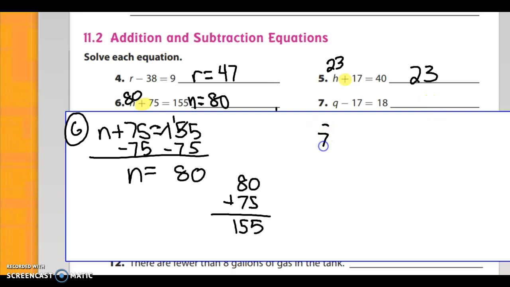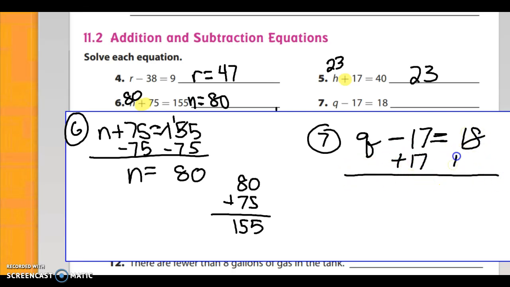We solve subtraction equations by, I'm going to put a tail on my q to make sure I know that's not a 9. We solve subtraction equations by adding. So I'm actually going to add 17 to both sides of the equation. Negative 17 plus 17, that cancels. All that's left is q.